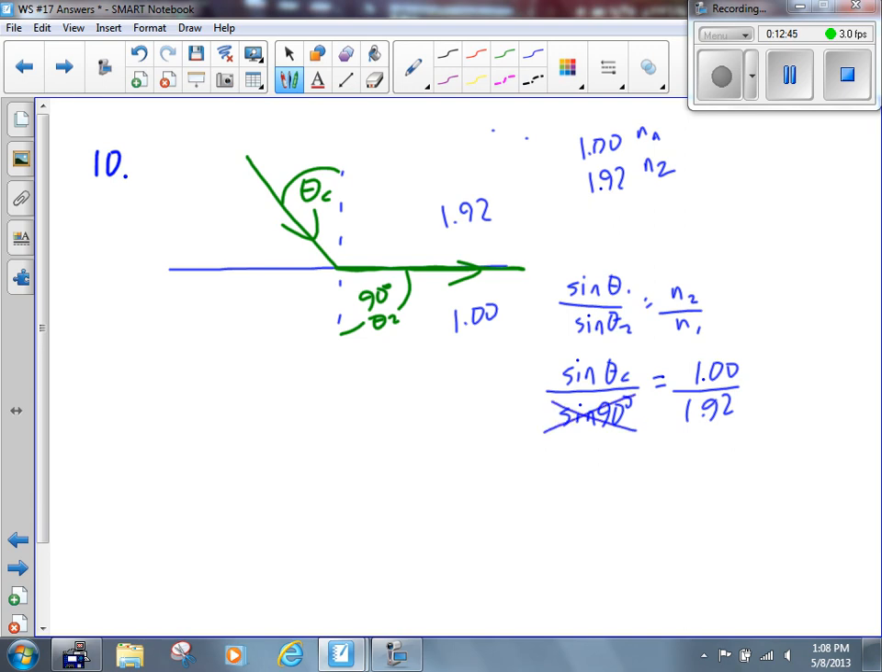Now, I'm crossing that off. How come I was able to cross off that sine 90? Just make it disappear. Patrick? Good. Sine 90 is equal to 1. So that leaves me with theta c is equal to the inverse sine of 1 over 1.92. And when we do that, we get 31.4 degrees.